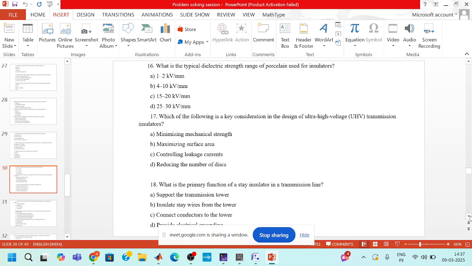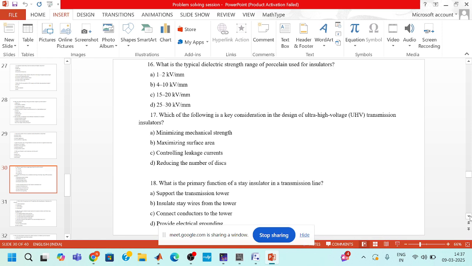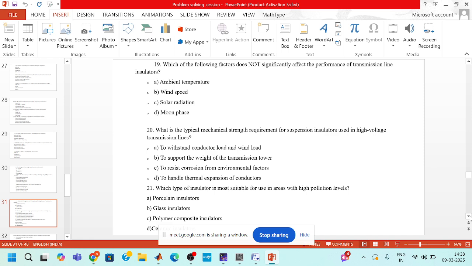Option C is correct. Now the next question is, what is the primary function of a stay insulator in a transmission line? Options are: A, support the transmission tower. B, insulate stay wires from the tower. Option C is connect conductors to the tower. And D is provide electrical grounding. That is answer B. B is the correct answer. Insulate stay wires from the tower.